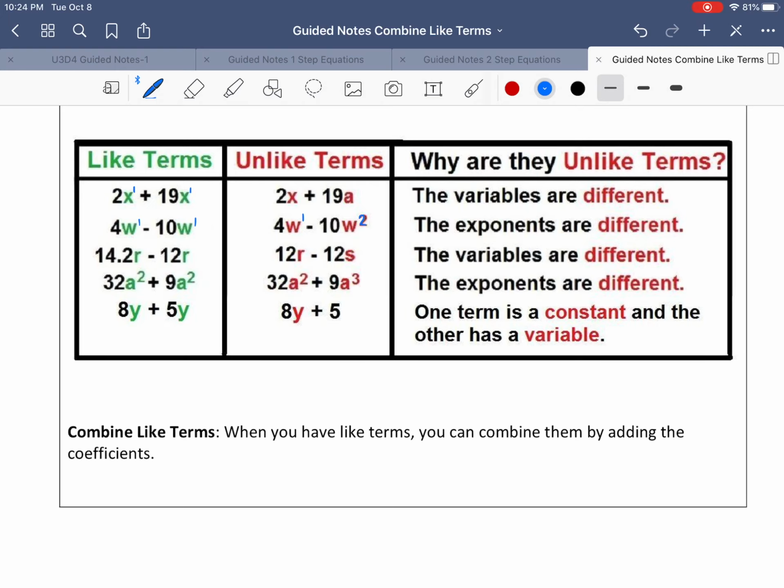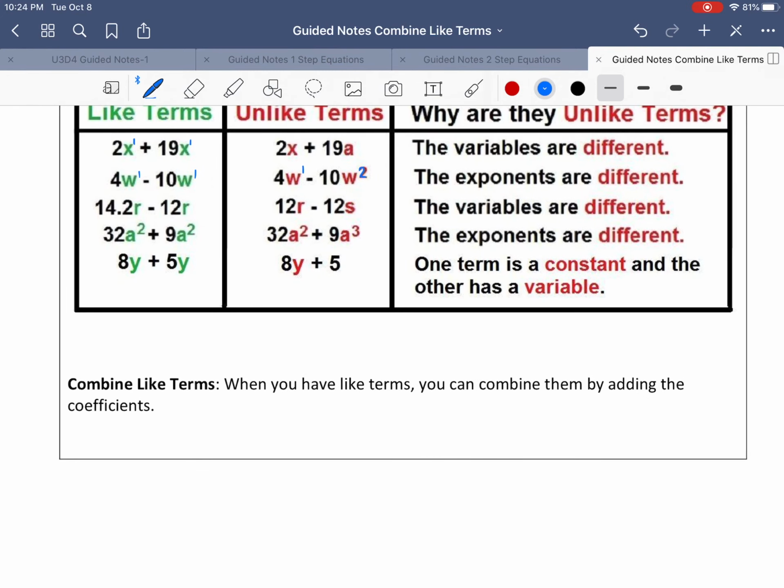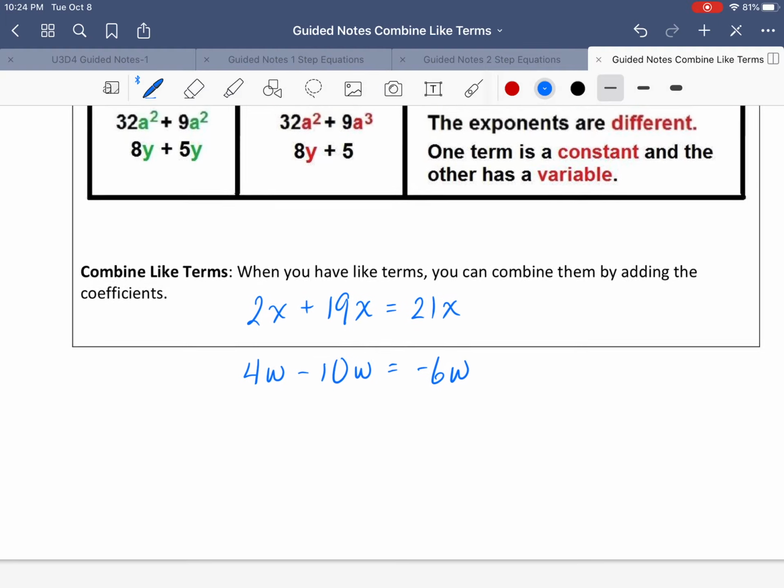Now if you go through the rest of the list, you'll get an idea of the like terms and the unlike terms. When it asks you to combine like terms, you can combine them by adding the coefficients. So if we go back to our first example, 2x plus 19x, we can simplify that by saying 19, 20, 21. You have 21x. Similarly, if we have 4w minus 10w, you get 4 minus 10, you have negative 6w.